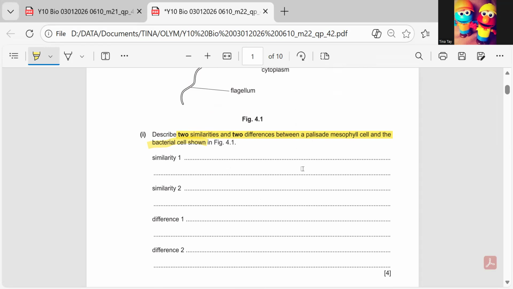Okay, what are the differences? Flagella. This guy doesn't have a nucleus. The palisade mesophyll has a nucleus, this one doesn't. Also, do they have chloroplast? No, they don't have chloroplast. So the palisade mesophyll has chloroplast, but the bacterium does not. Okay, please write it down.